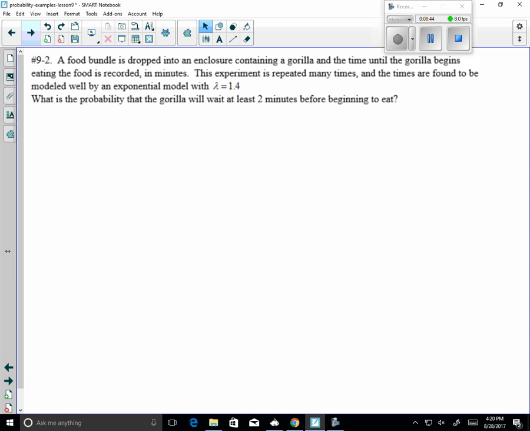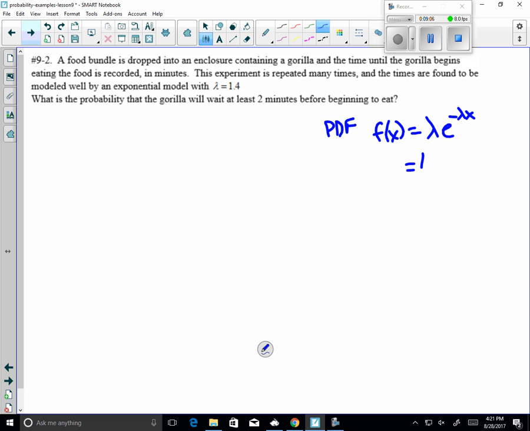Okay, so in this case, we're told to use an exponential model, which is another continuous probability model. In this case, the probability density function is given by a standard formula. f of x would be equal to lambda e to the negative lambda x. That's a standard model for continuous probabilities. And since they told me lambda is 1.4, it would be 1.4 e to the negative 1.4x. That's our probability density function.